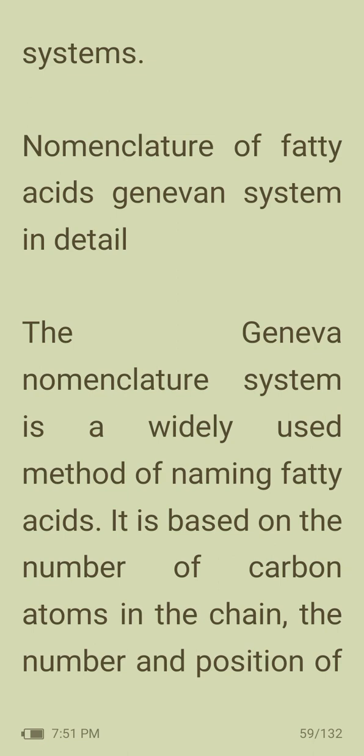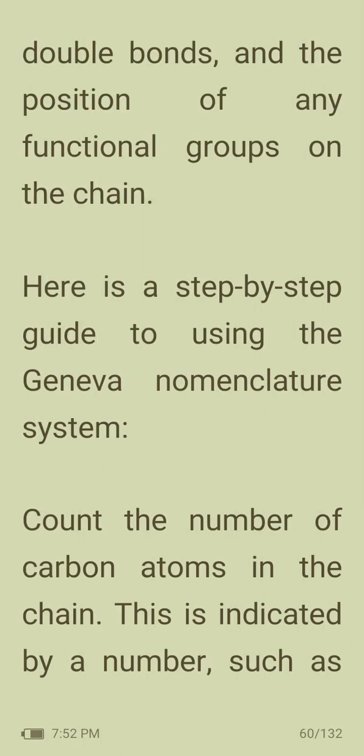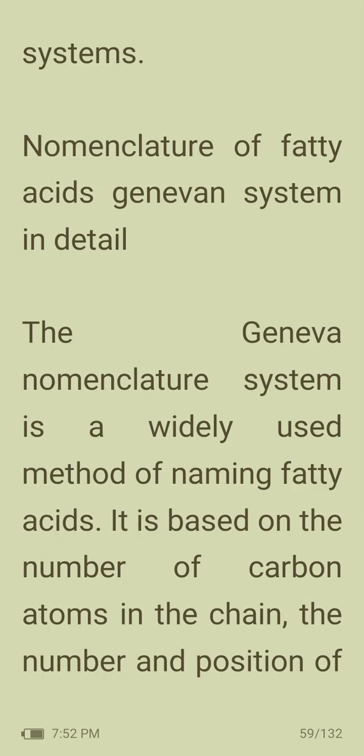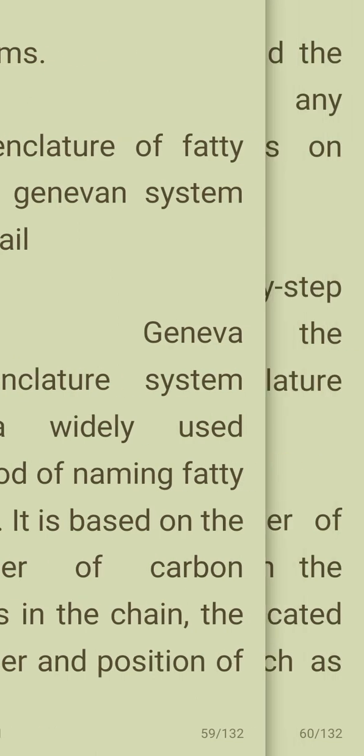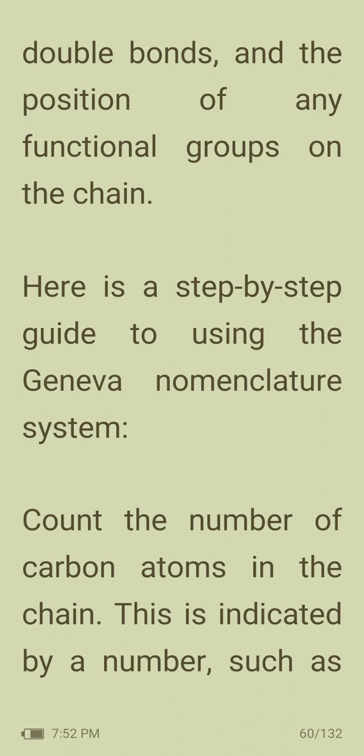The Geneva nomenclature system is a widely used method of naming fatty acids. It is based on the number of carbon atoms in the chain and the number and position of double bonds. First, we will be dealing with the basic points about this Geneva system. The Geneva nomenclature system of fatty acids, a widely used method of naming fatty acids, is based on the number of carbon atoms in the chain, the number and position of double bonds, and the position of any functional group associated with the chain. Here is a step-by-step guide to using the Geneva nomenclature system.